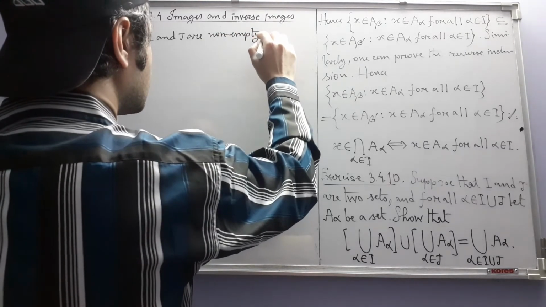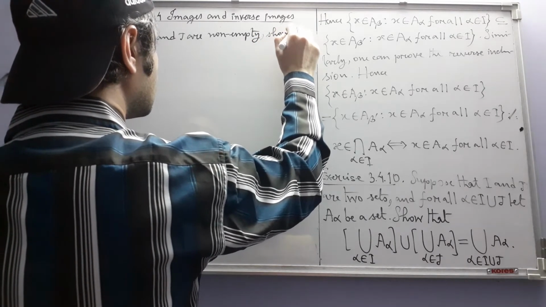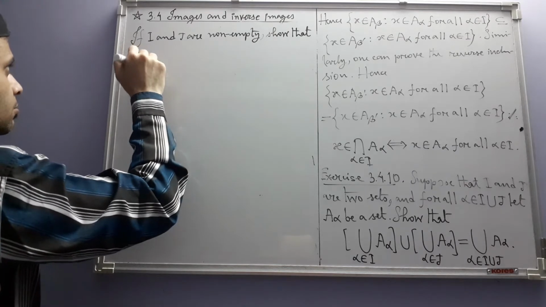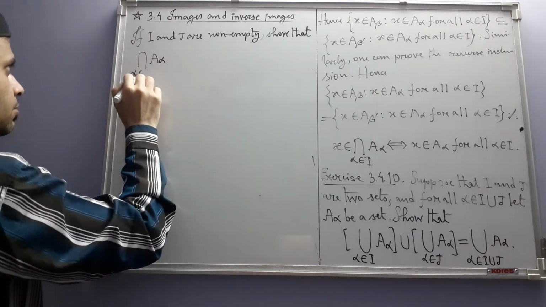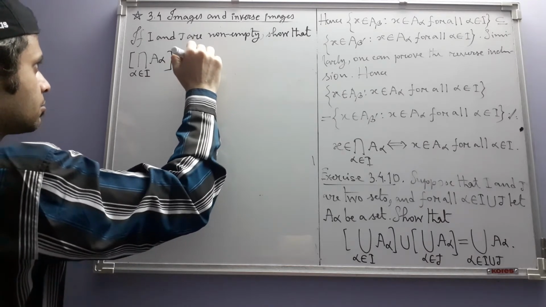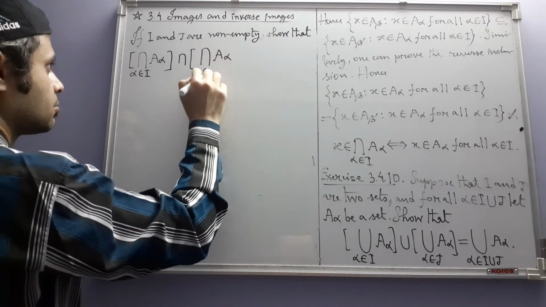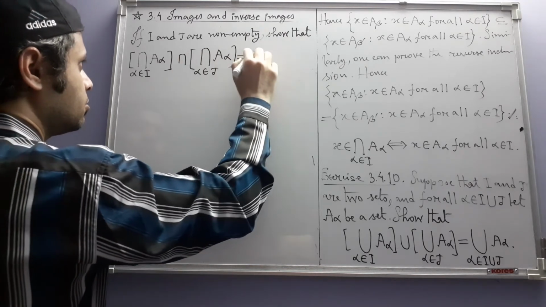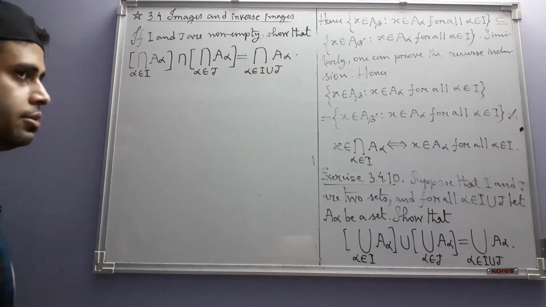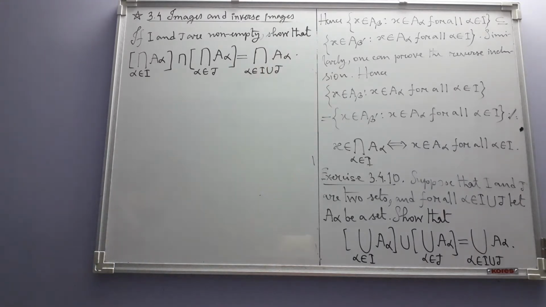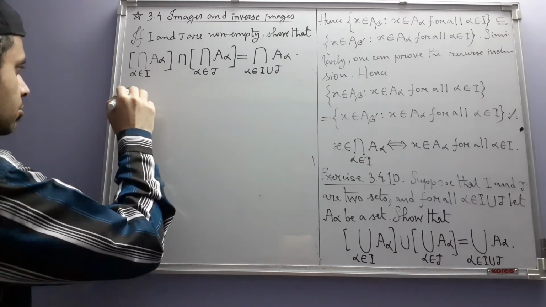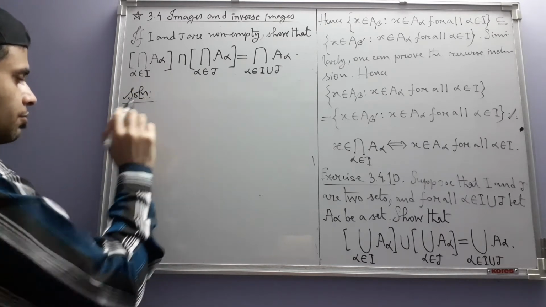Show that intersection A alpha, where alpha varies over I, intersection A alpha, alpha varies over J, equals intersection A alpha, alpha varies over I union J. It will not be very difficult to prove these things, only we have to be careful about what we are doing actually. So we first prove this one.